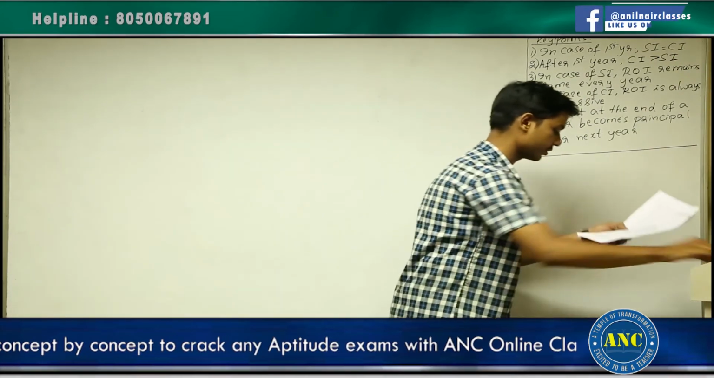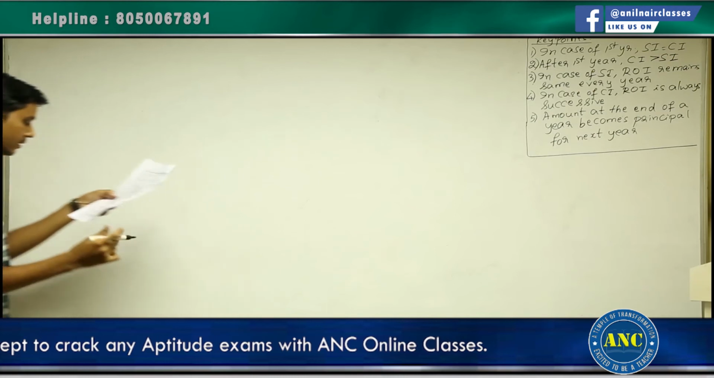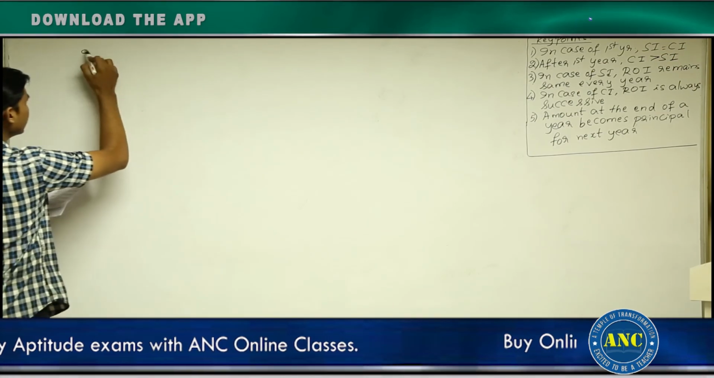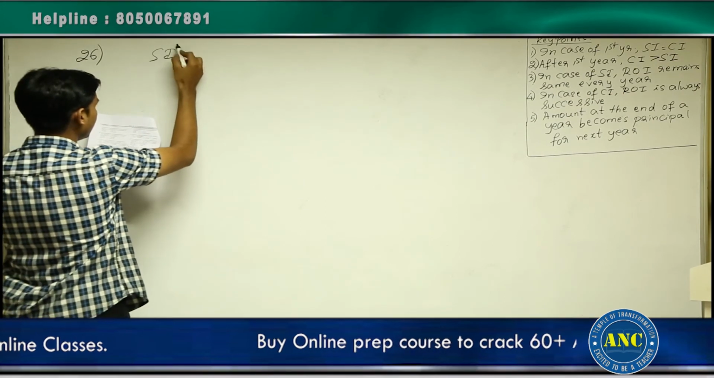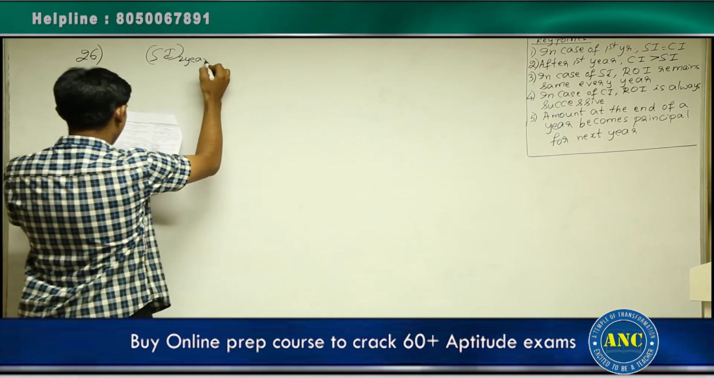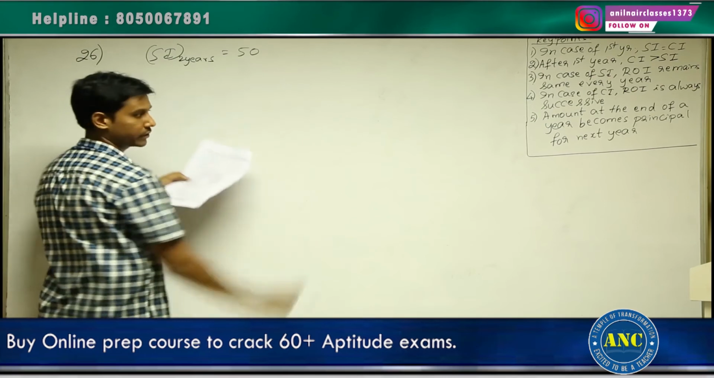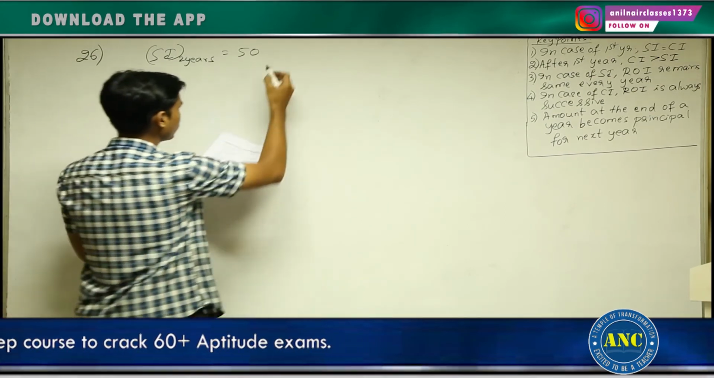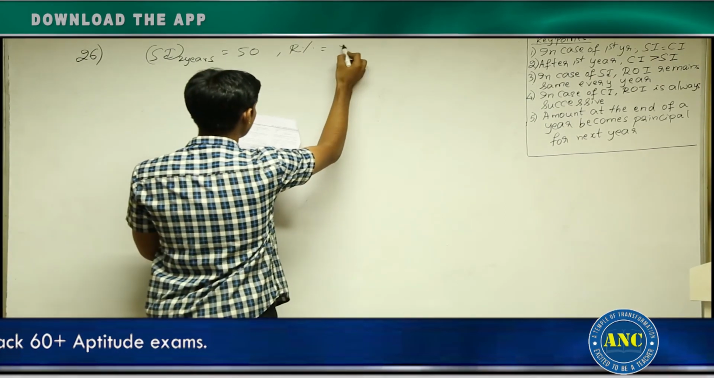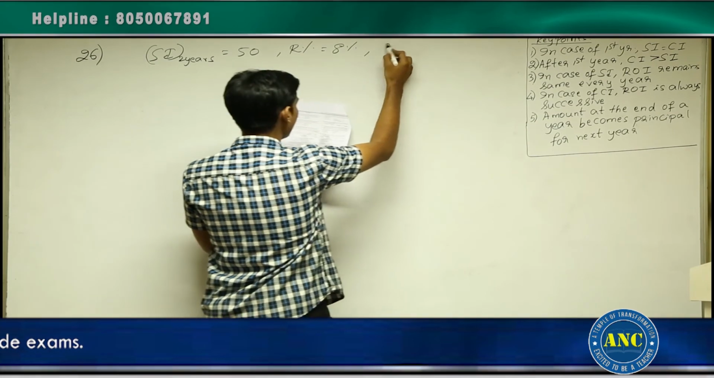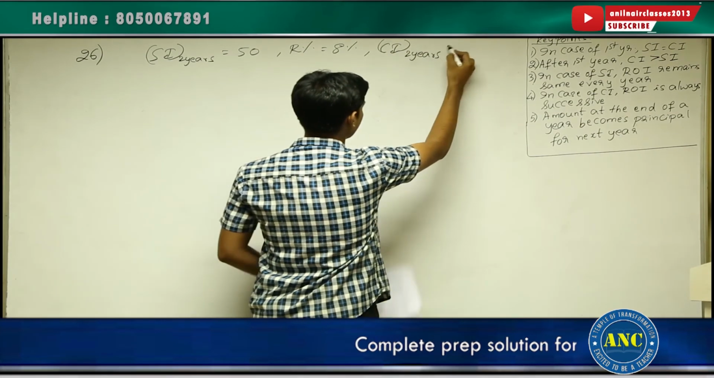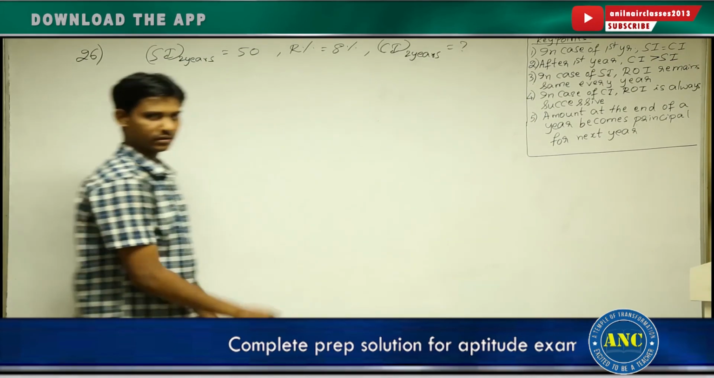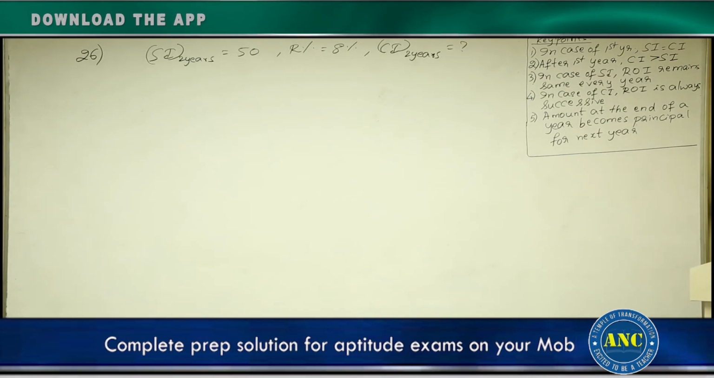Please listen to this 26th question. We will solve it in 2 methods. First listen to the first method. Please see here. 26th question. SI for 2 years at 8% rate of interest is 50 rupees. So they are giving 8% rate of interest. What will be the CI for same number of years at same rate of interest?